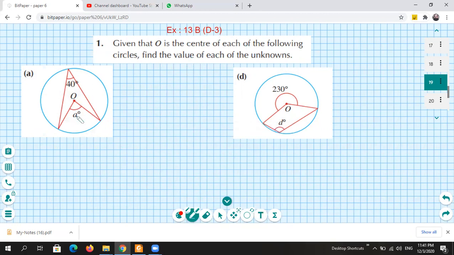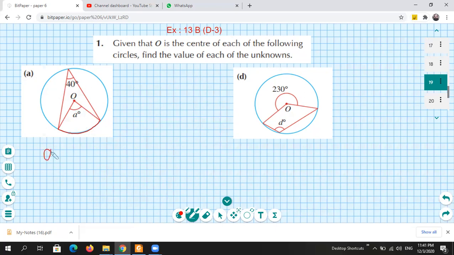So in part A, you can see that the center is O and the angle subtended by this arc is A at the center and 40 on the circumference. So we will use property number 1 that we have studied, that the angle at the center is 2 times the angle at the circumference.